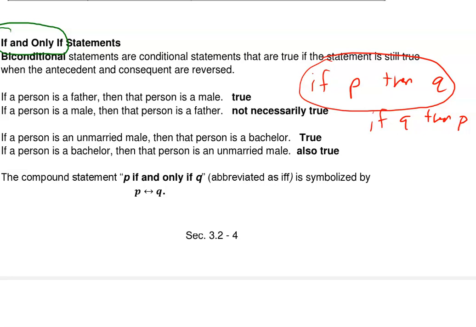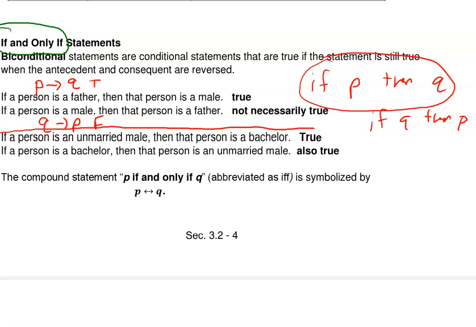So this is not biconditional. It's only true in one direction. It's not true in the other direction, right? So this direction is true. This direction is not true, right? This direction is false, right? So it's not biconditional. All right.